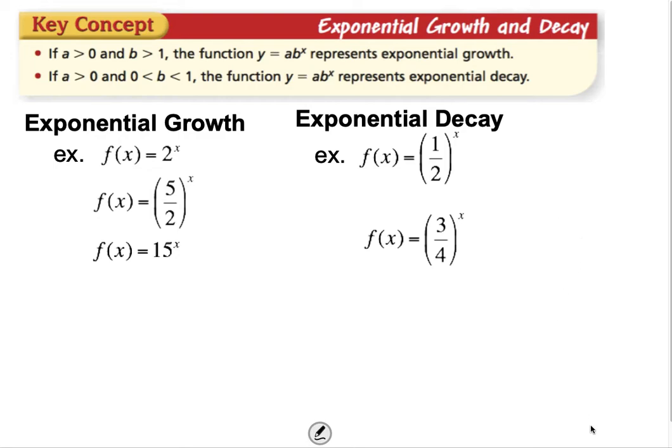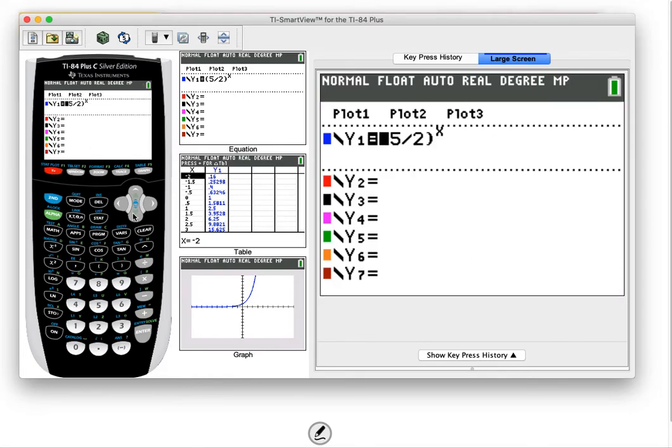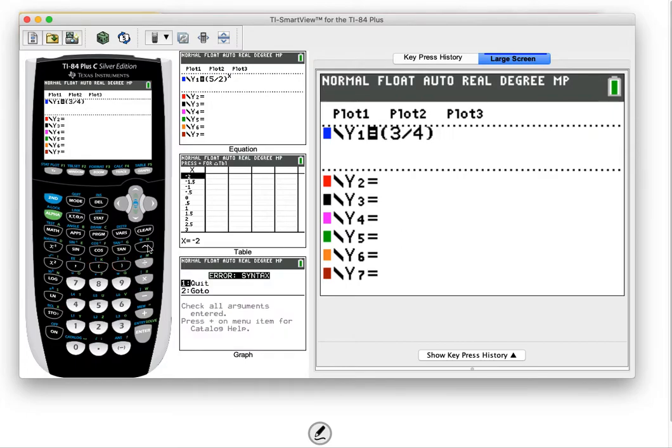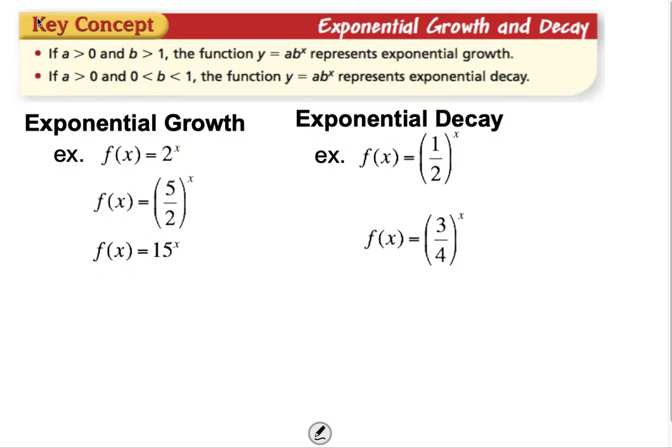So let's also graph out this 3/4 to the x and see what that looks like. If I go to my y equals here, I clear out what's in there. I do parentheses 3 divided by 4, parentheses, caret key, x, and hit graph. I can see that my graph is going down over time, so that's considered a decay graph. So if your b value is somewhere between 0 and 1, it is considered a decay. If your b value is greater than 1, that's considered a growth graph.